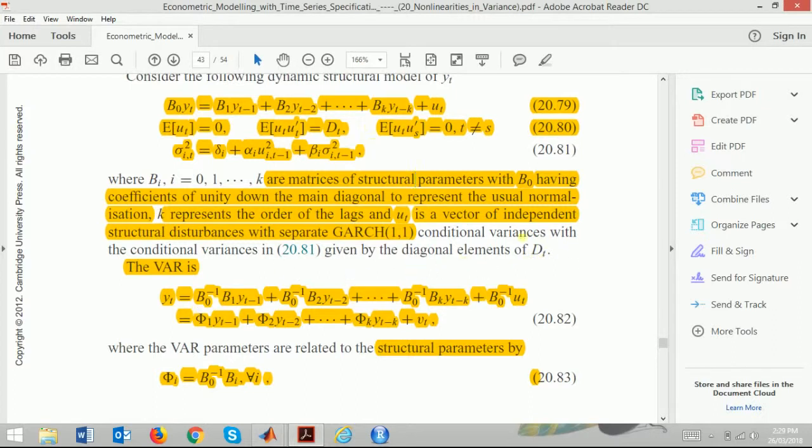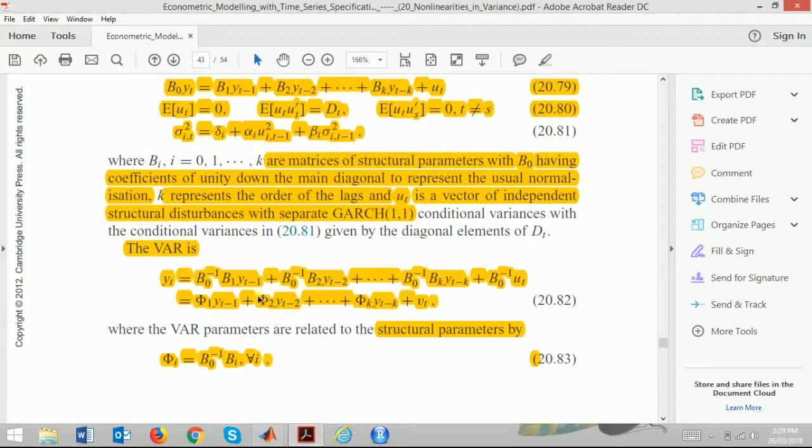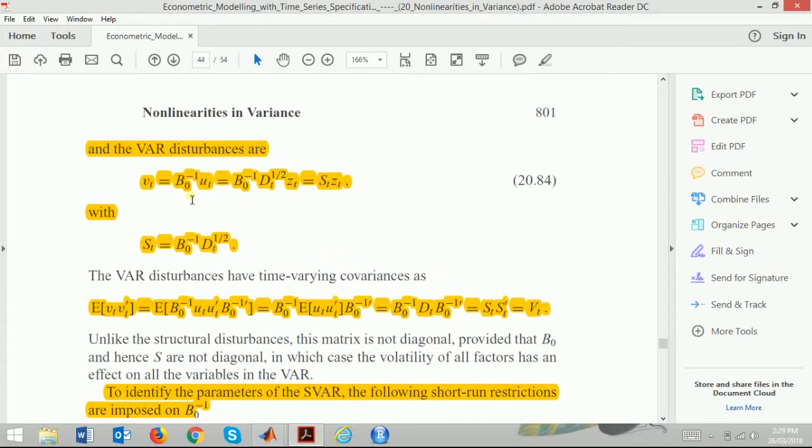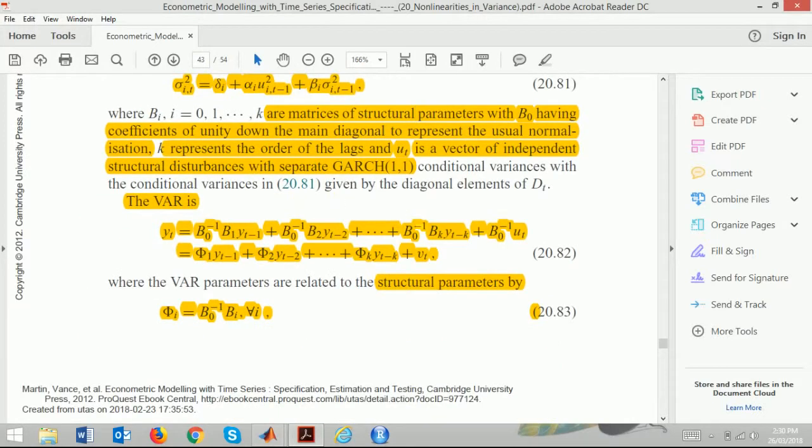is beta naught inverse, where we have ones down the main diagonal, times the coefficient beta 1 divided by beta naught Y_{t-1}, beta 2 divided by beta naught Y_{t-2}, or this represents the structural VAR, phi 1 Y_{t-1}. Okay, but the VAR parameters are related to the structural parameters for all i. And the VAR disturbances are u_t divided by beta naught. Now u is, we have learned this before, basically z times root over D. This is the diagonal element of the matrix.